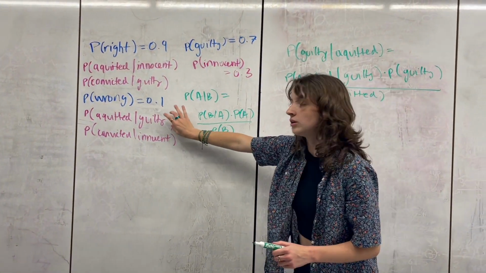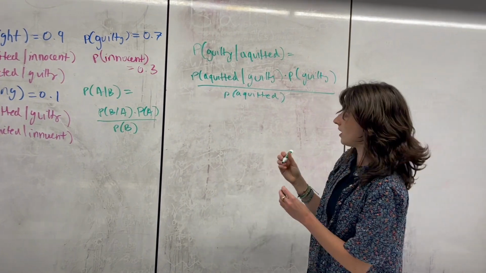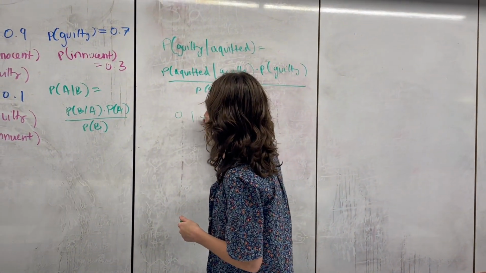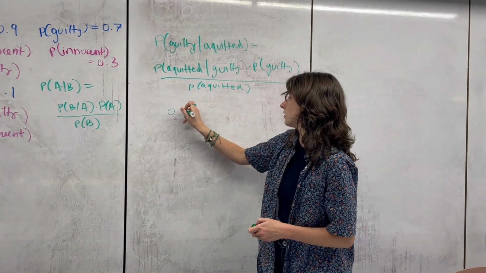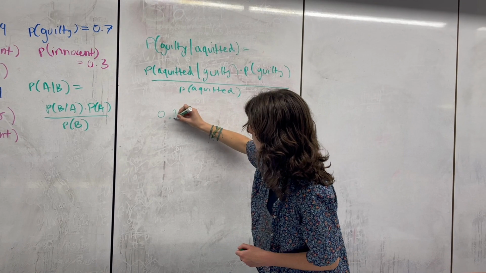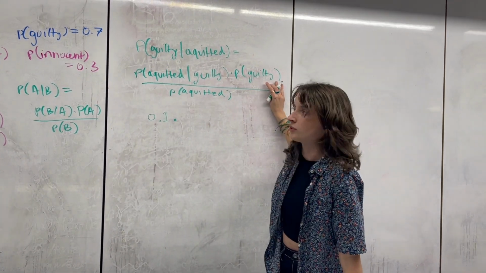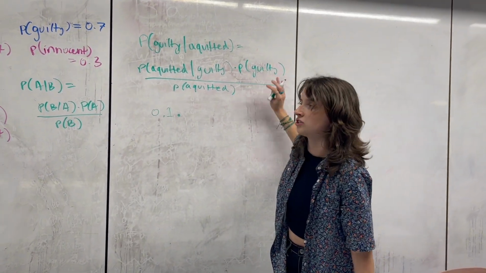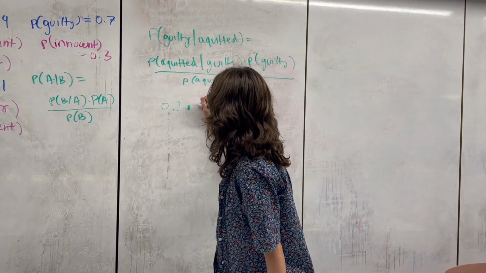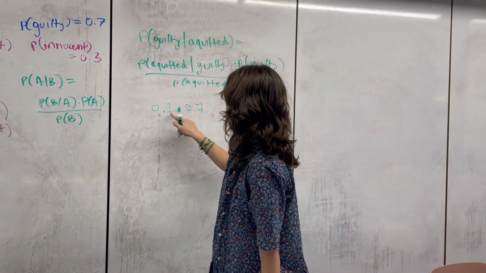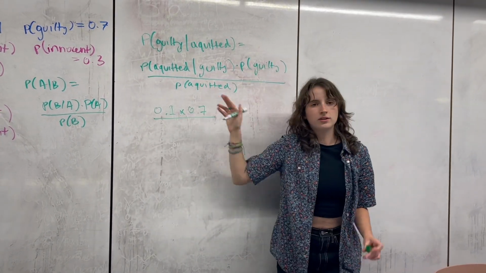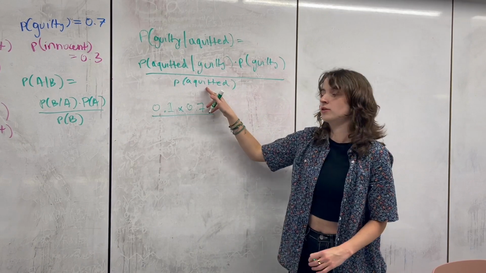And that's right here, we wrote that out. So we know that this is 0.1, the first term. And then the probability that we're guilty, this was just given straight up in the problem, that's 0.7. So times 0.7. And then the only issue we have left is the probability that you're acquitted.